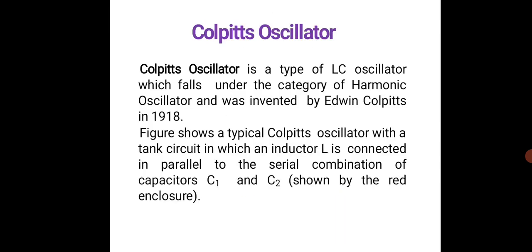So next, coming to the Colpitts oscillator, it is again a type of LC oscillator which falls under the category of harmonic oscillator, invented by Edwin Colpitts in 1918. The coming figure shows a typical Colpitts oscillator with a tank circuit in which an inductor L is connected in parallel to the serial combination of capacitors C1 and C2, which is shown in the figure by the red enclosure.